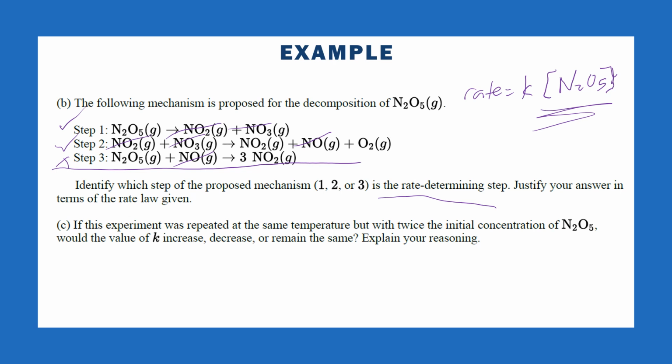Okay, so for part C, if this experiment was repeated at the same temperature, but with twice the initial concentration of N2O5, would the value of K increase, decrease, or remain the same? K would stay the same, and K is only going to change when you're at different temperatures. If you use twice the amount of N2O5, your rate will double for sure, but K stays the same at any given temperature. So that is just 1 point for C.